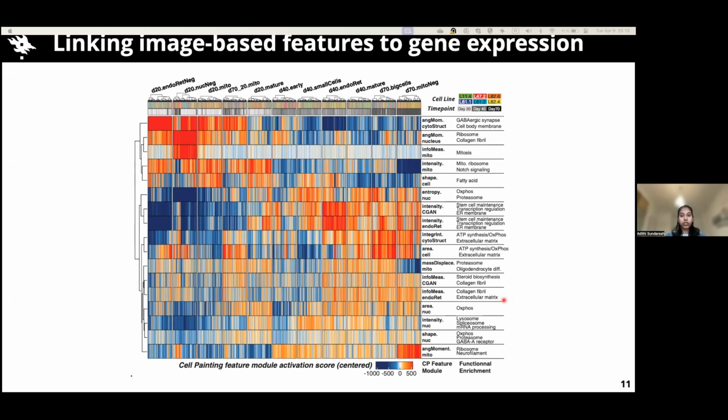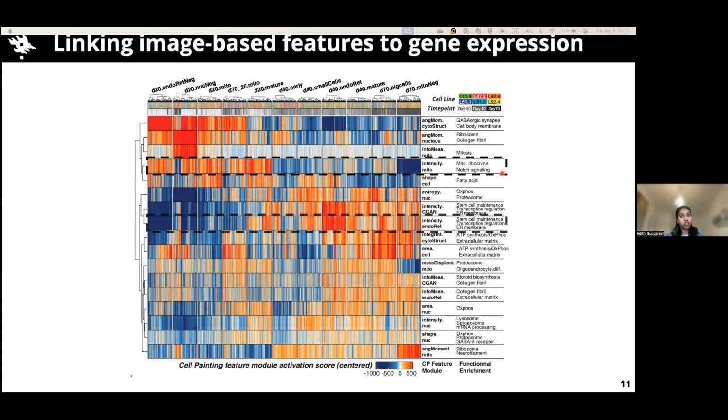And additionally, we also capture known or expected cellular biology, which is what really builds confidence in the approach. For example, you can see that intensity of mitochondria, the cell painting feature module, is associated with the mitochondrial ribosome as an annotation. And similarly, the endoplasmic reticulum is linked to the ER membrane. And so this makes a lot of sense.